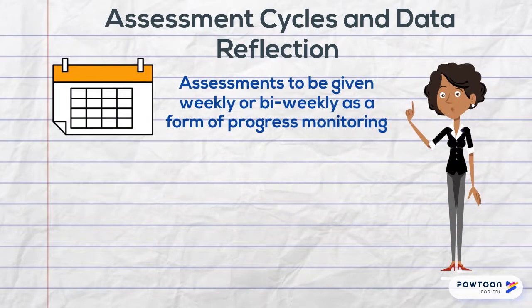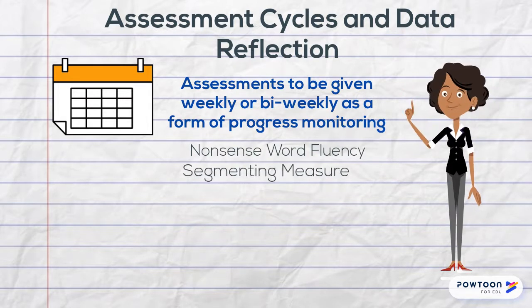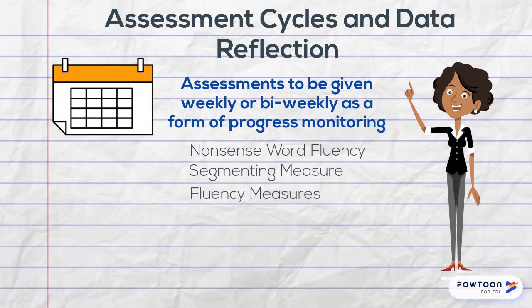Assessments that can be given weekly or bi-weekly as a form of progress monitoring include nonsense word fluency, a segmenting measure, and any fluency measure of your choice.